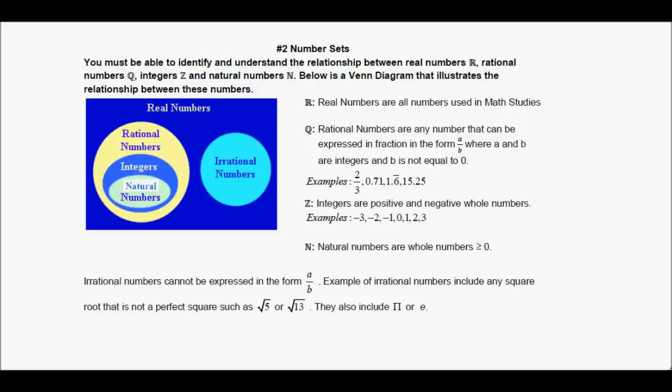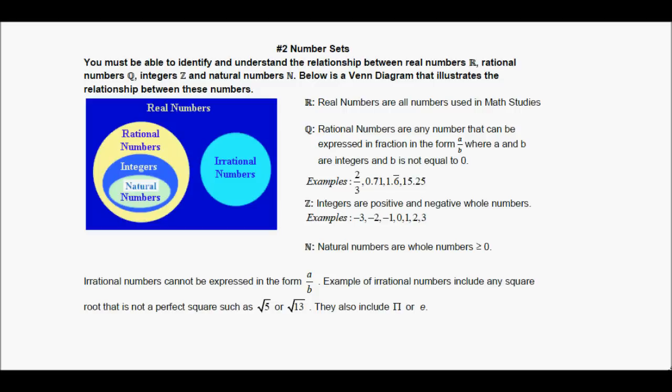So every number we use in studies is real. Rational numbers, Q, are just any number that you can make into a fraction. Integers are positive and negative whole numbers, and natural numbers are the counting numbers starting at 0, like 0, 1, 2, 3, 4, 5. Below is a Venn diagram that illustrates the relationship between these numbers.